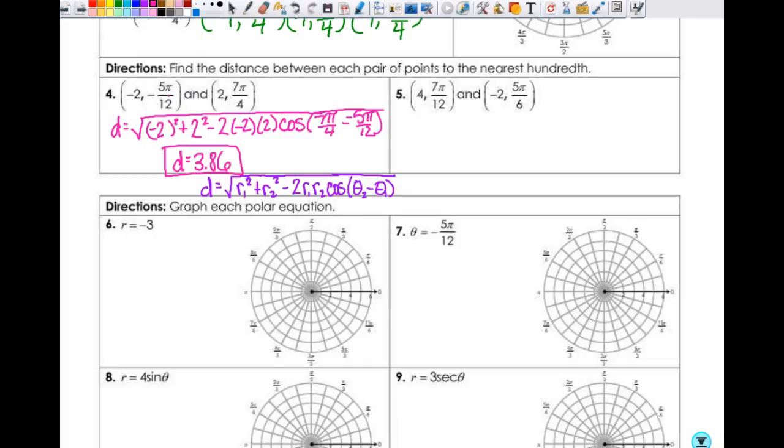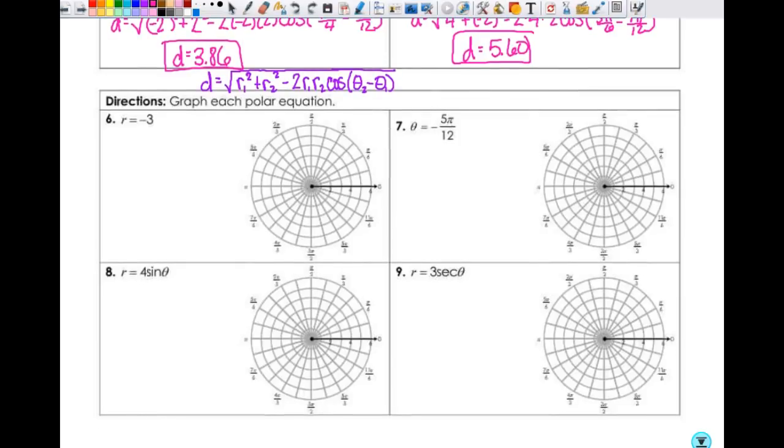All right, so then number 5, D is equal to the square root of 4 squared plus negative 2 squared minus 2 times 4 times negative 2 times the cosine of 5 pi 6ths minus 7 pi 12ths. Put all that in your calculator. D is equal to 5.60.